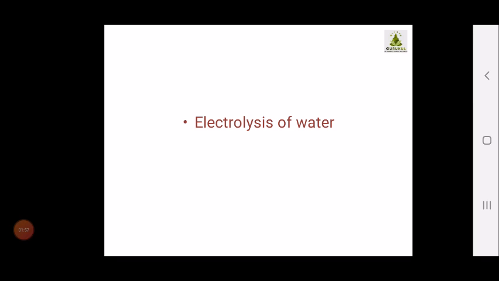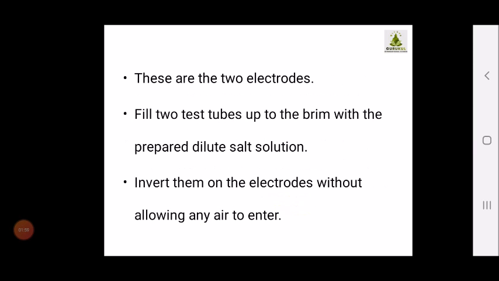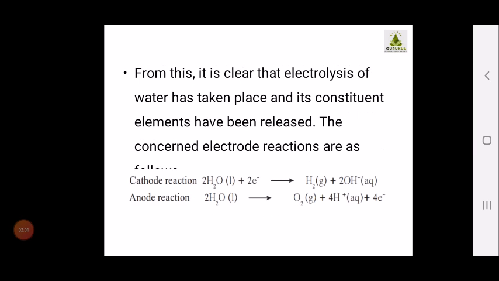So children, in the electrolysis of water, we come to know that at the anode you have oxygen plus hydrogen ions and 4 electrons released, and at the cathode hydrogen plus 2 OH- ions are released. Children, please go through the textbook, watch the videos twice and thrice, and read the textbook so your concepts will become clear accordingly.